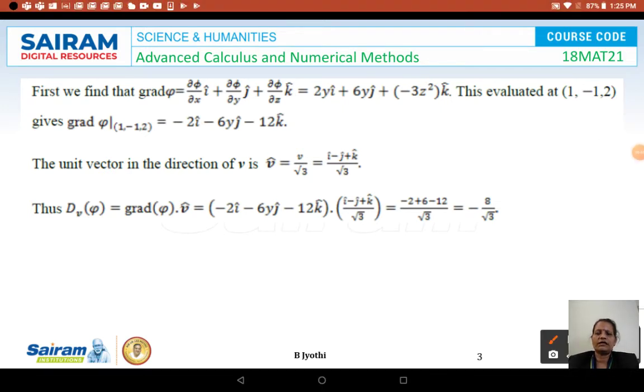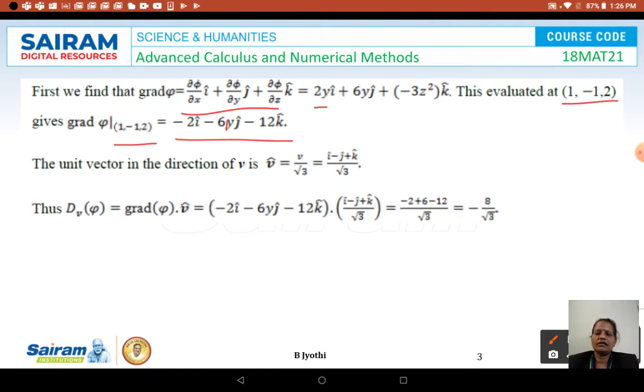First we find grad phi, which is given by the formula grad phi is equal to dou phi by dou x i plus dou phi by dou y j plus dou phi by dou z k. So that is given by 2y i plus 6y j minus 3z square k. This is evaluated at the point (1, -1, 2), which gives grad phi at the point (1, -1, 2) as minus 2i minus 6j minus 12k.